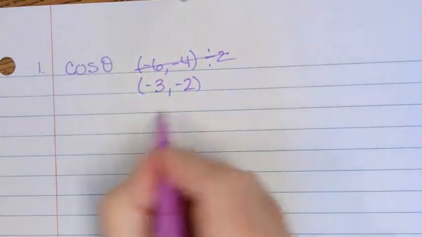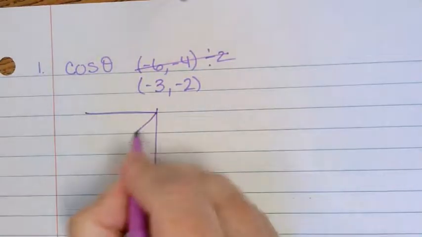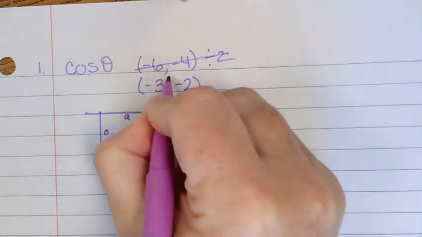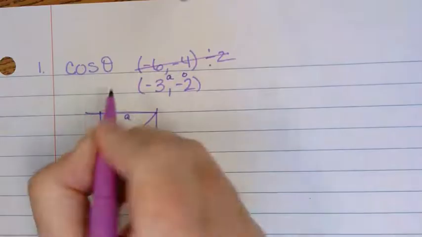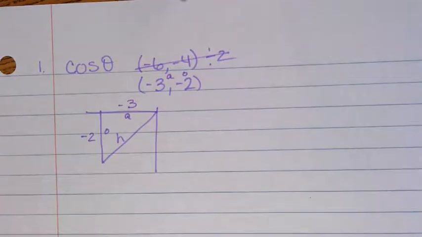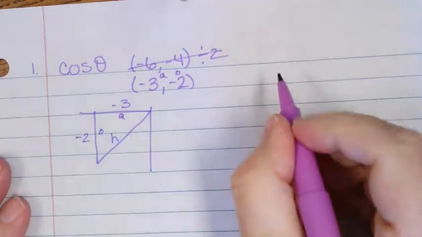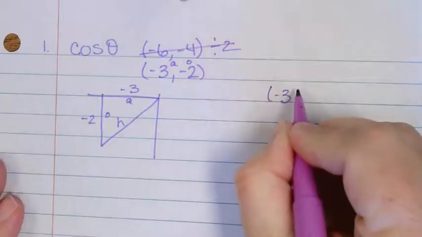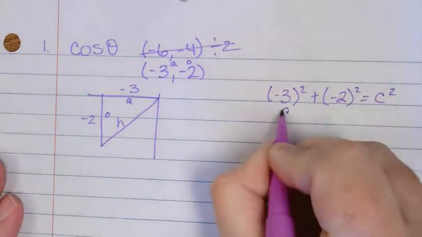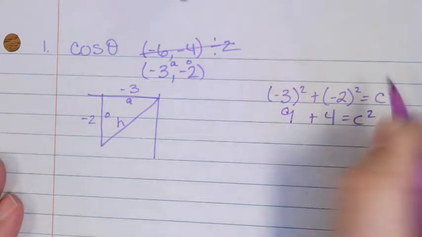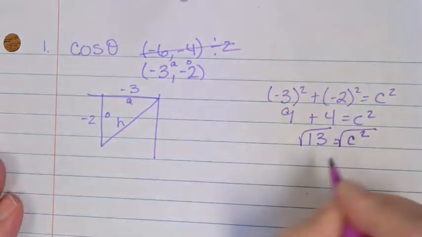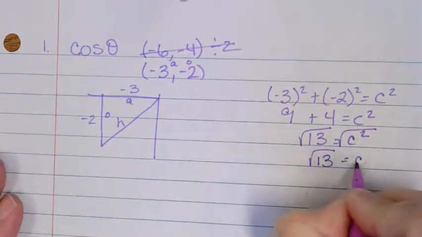I'm in quadrant 3, A, O, H. And this is AO, alphabetical. So -3 and a -2. Now we got to do the Pythagorean theorem. So -3 squared plus -2 squared equals c squared. So 9 plus 4 equals c squared, which is 13. I'll take the square root, and I can't simplify this. We get c.